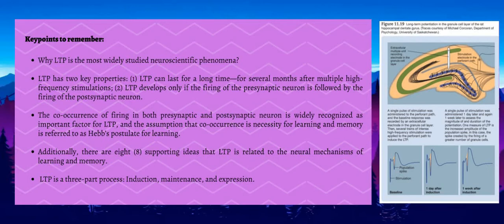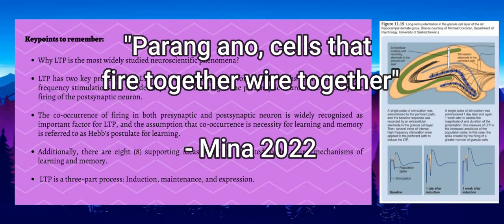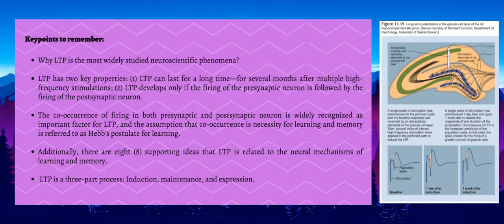And as for Hebb, LTP has two key properties as associated in the physiological mechanisms of both learning and memory. First, long-term potentiation can last for many weeks, even years. Second, LTP only occurs if presynaptic firing is followed immediately by postsynaptic firing. Parang cells that fire together, wire together. So, yun yung tatandaan nyo about long-term potentiation.